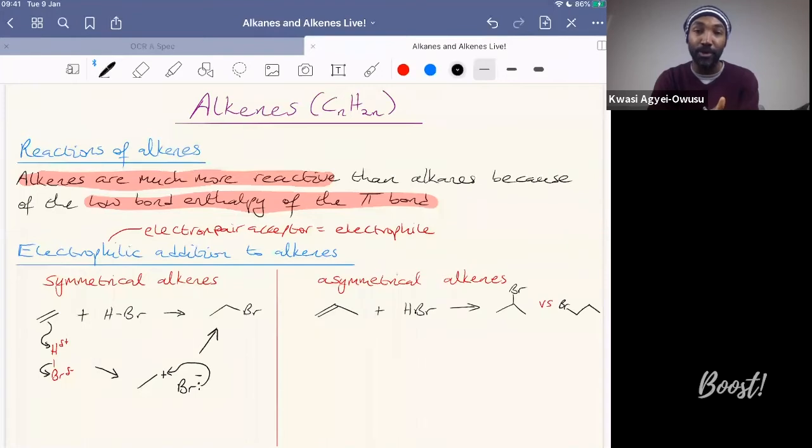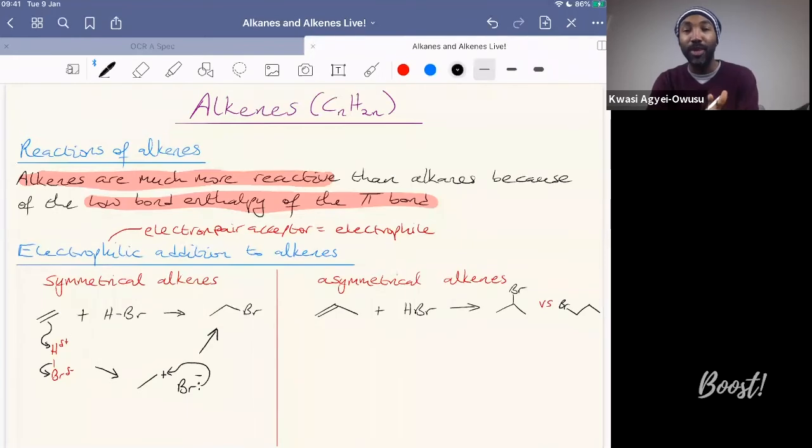So the first bond formed is between the carbon and the hydrogen, so the curly arrow from the middle of that double bond to the hydrogen, and then your HBr bond breaks, and so you've got a curly arrow from the middle of that bond going onto the bromine.